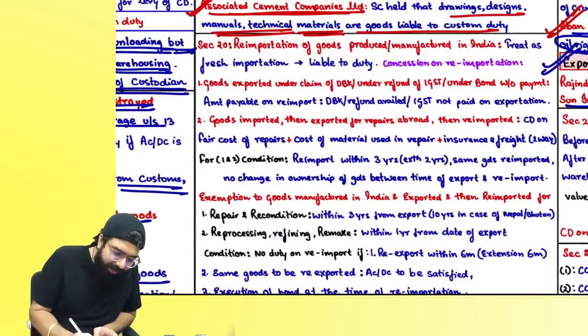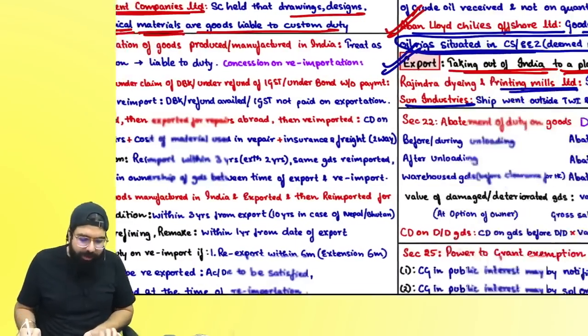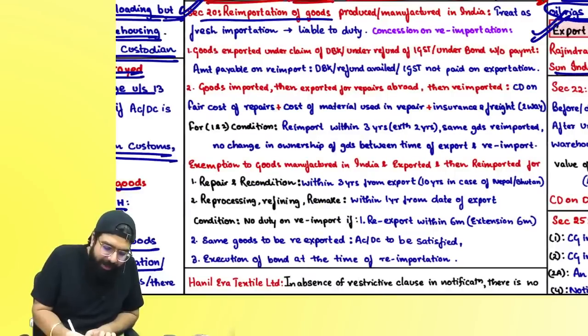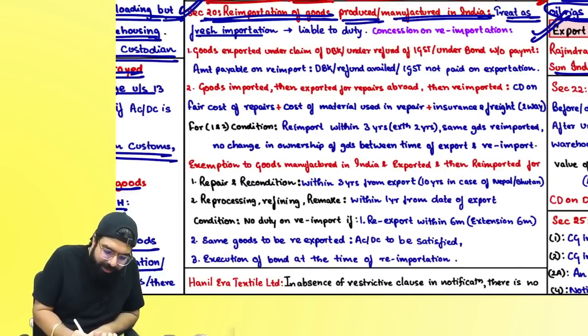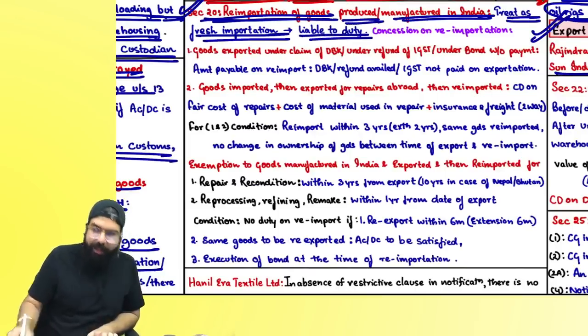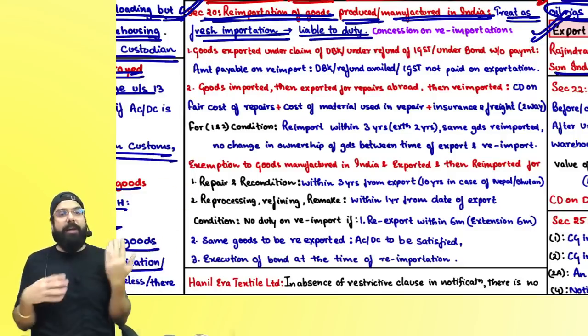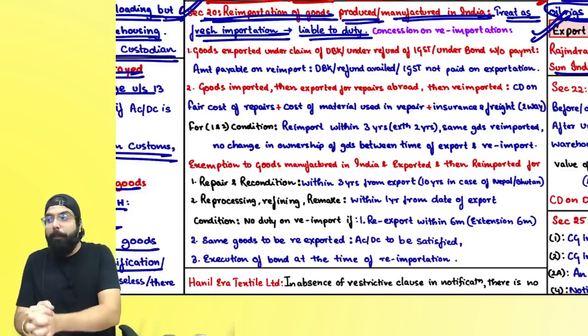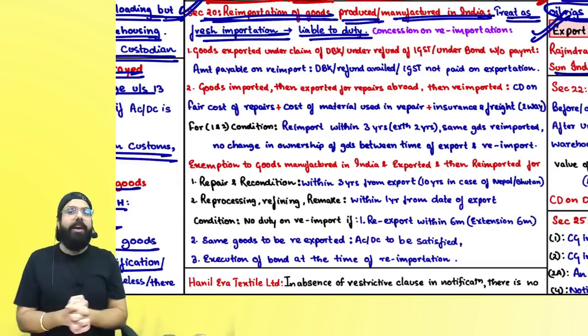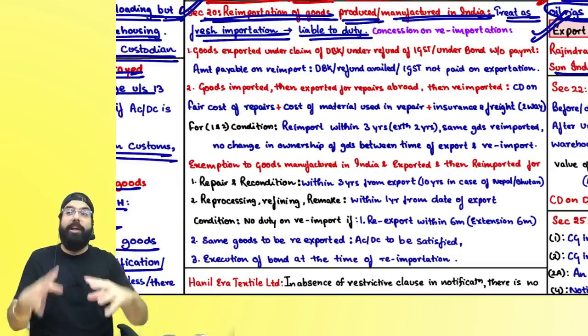The next one is Section 20, which says that reimportation of goods produced or manufactured in India is always treated as fresh import and liable to duty. I exported some goods. If I reimport, Section 20 says reimportation is always fresh importation and I will be liable to pay the customs duty again.